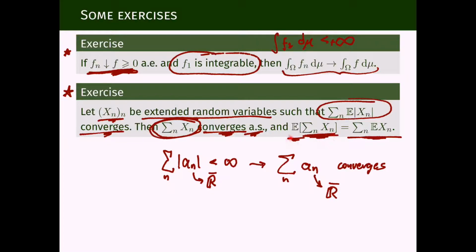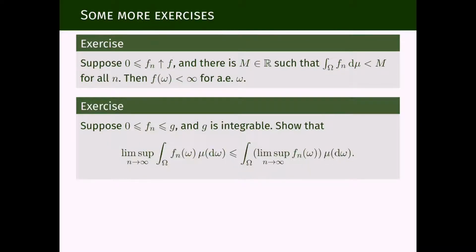And the expectation of the random result of this infinite sum of random numbers is the same as the sum over n of the expectations of each number alone. Now we see two more exercises for you.